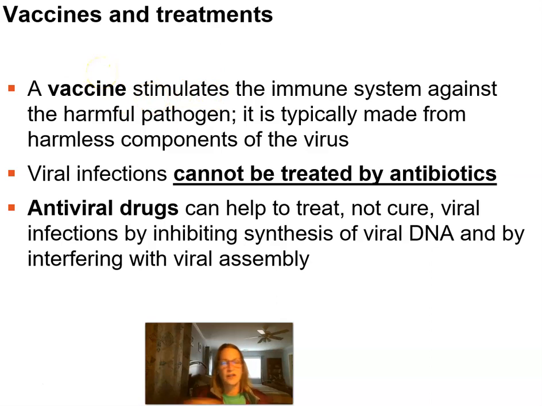So what can we do to protect ourselves against viruses? The best way of protecting yourself against a virus is a vaccine if it's available. So what a vaccine does is it stimulates your immune system to recognize the virus and to attack it immediately. As soon as it enters your body and starts impacting cells, your immune system, if it recognizes that virus, will attack the virus and kill it before it can do too much damage.